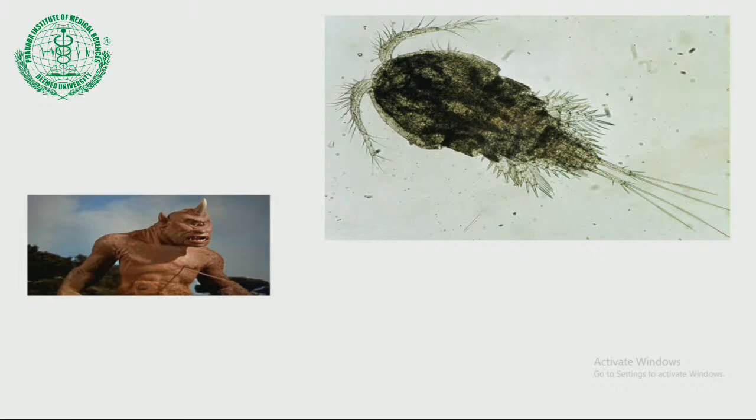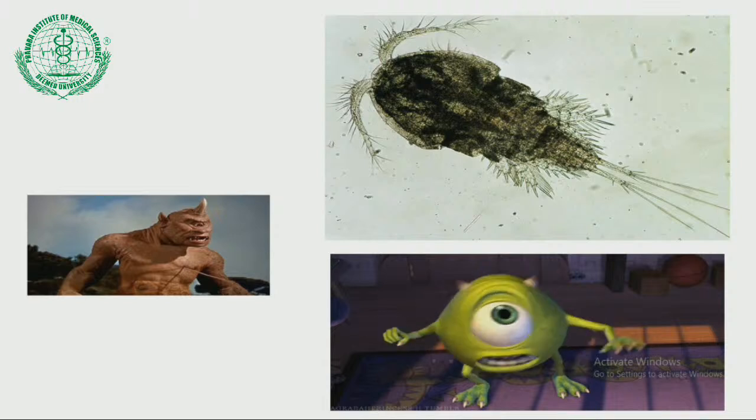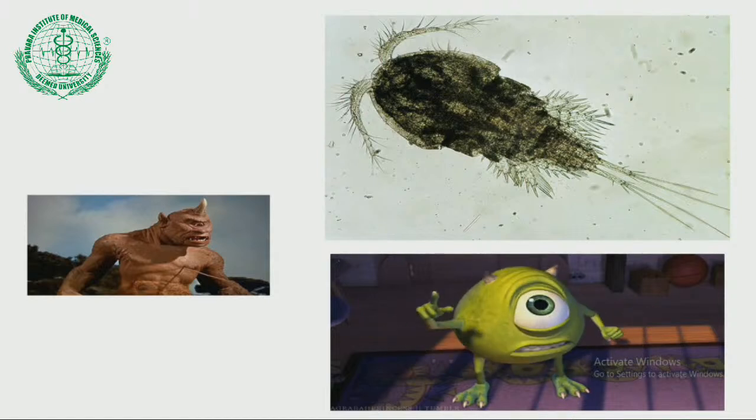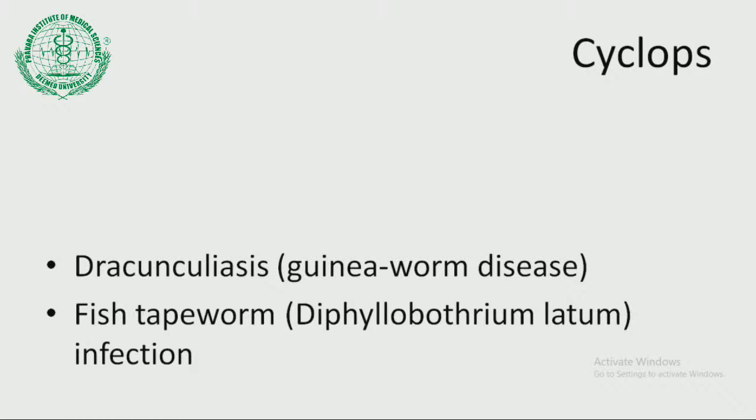So this is an old picture and this is the modern depiction of that one-eyed monster. Don't get confused by the names. You might be knowing the names of these cartoons or animated pictures, but you are expected to know the name of this particular microorganism or the vector, which is Cyclops. So Cyclops is responsible for transmission of parasitic diseases like dracunculiasis and fish tapeworm infection.